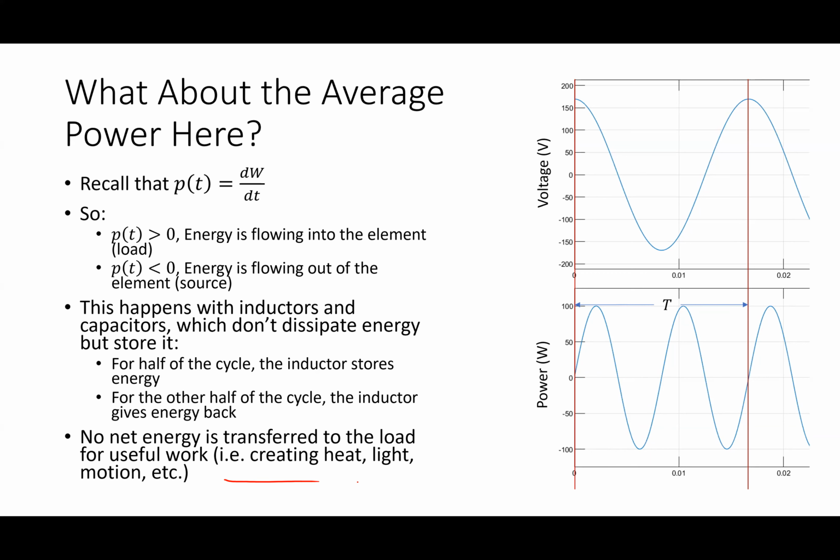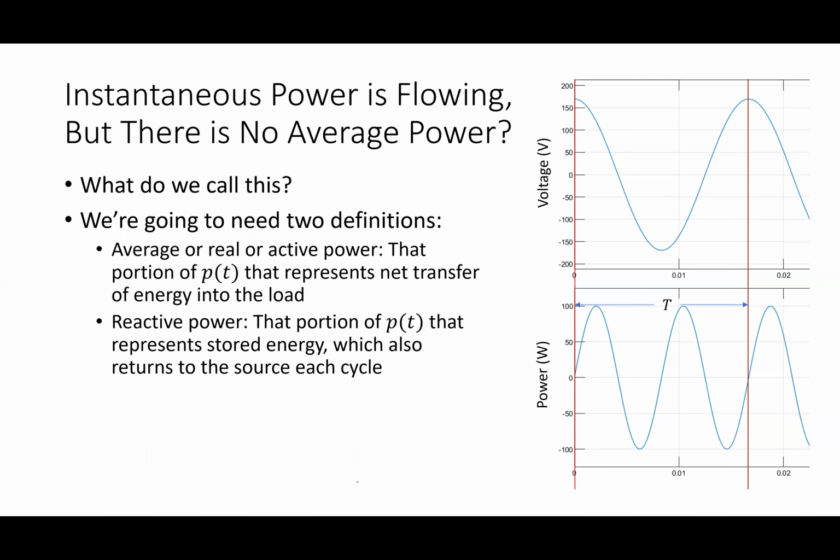Duke is having to supply current. There's current flowing out of its generator. There's coal being burned or gas or solar photons, whatever, that are creating that current that will make that power be absorbed and then released. We need to give it a name, and we do. We call it reactive power, or VARs. It's the portion of p(t) that represents the stored energy, which also goes back to the source each cycle.